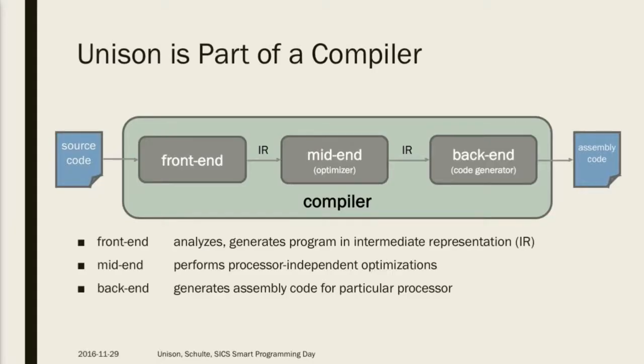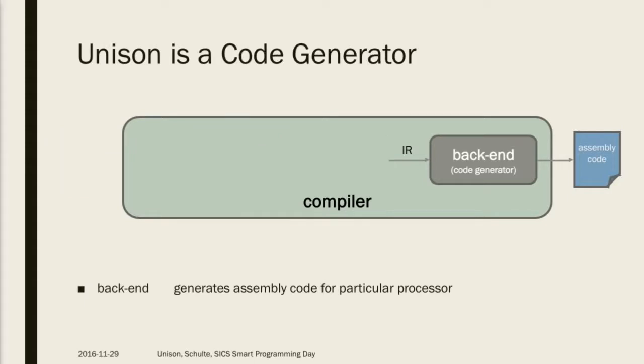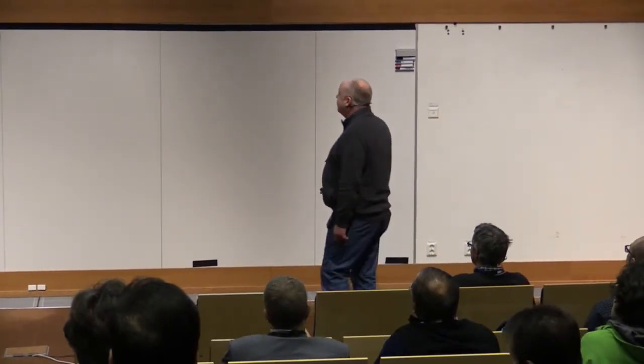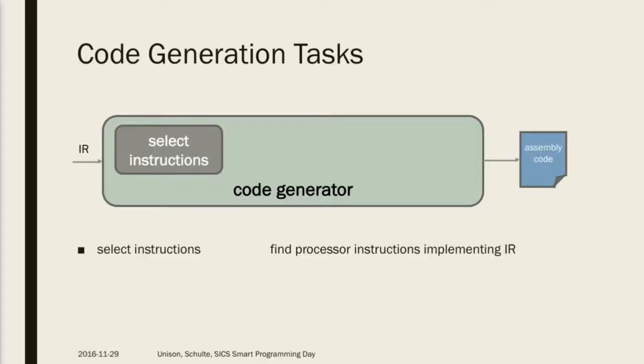And then you hand it over to a back-end or a code generator where you generate a program in a specific assembly language for a specific processor architecture. And what Unison is concerned with is the code generation aspect of a compiler, so the backend. So how do you do code generation? There are three different tasks you have to take care of. One is you have to select instructions from the real hardware architecture that implement the operations from your intermediate representation.